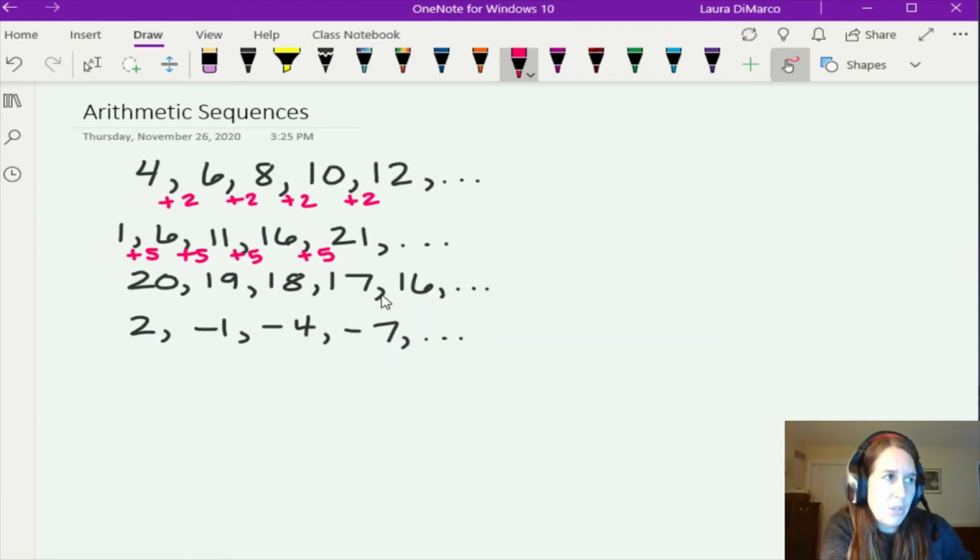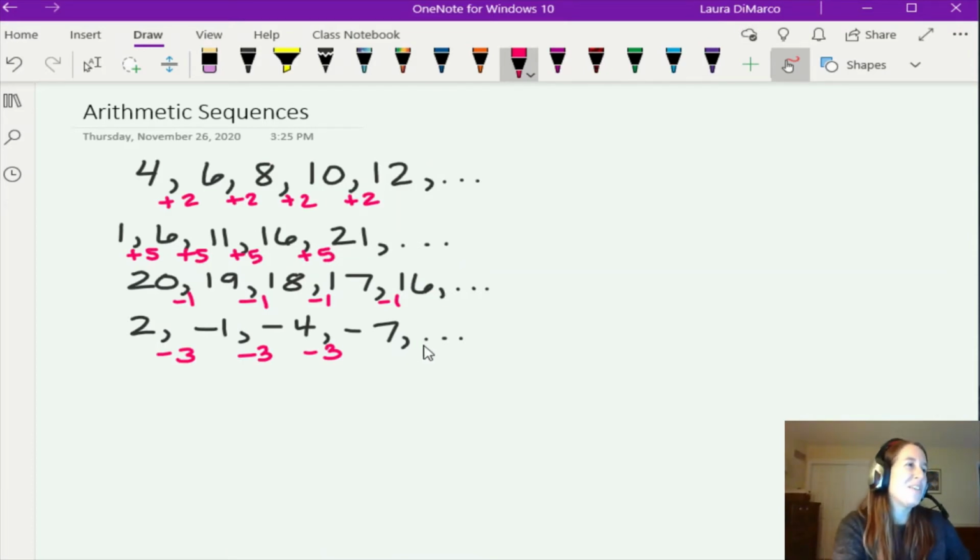Okay, so this one's a little bit different. It looks like we're doing 20 and then we get to 19. So we're actually subtracting 1, and subtracting 1 again, and subtracting 1 again, and subtracting 1 again. Okay. And then this one as well. It looks like we're subtracting something because we're going from 2 to -1. So that is a -3, right? And then we would subtract 3 again. Subtract 3 again, etc. Oh, good. It looks like I picked all the right numbers.